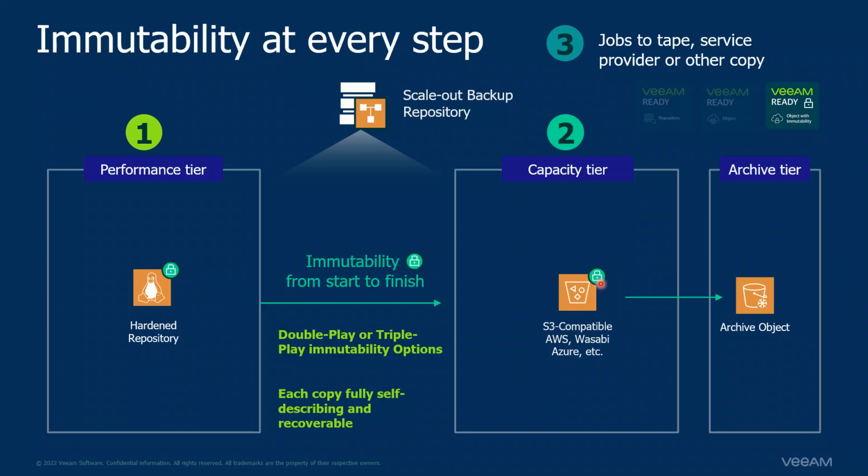3-2-1-2-0, or 3-2-1-3-0. I guess it would be 4-2-1-3-0. Crazy, crazy stuff, but super resilient.